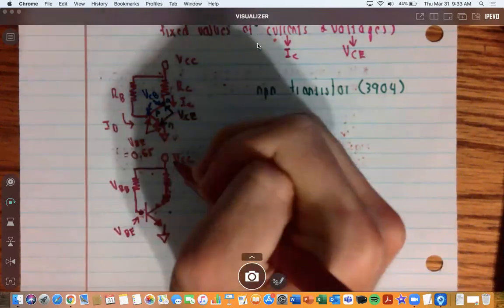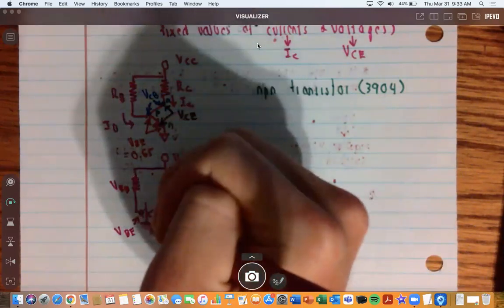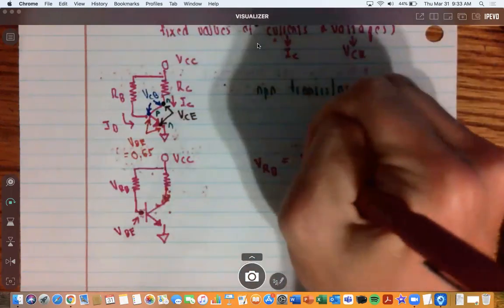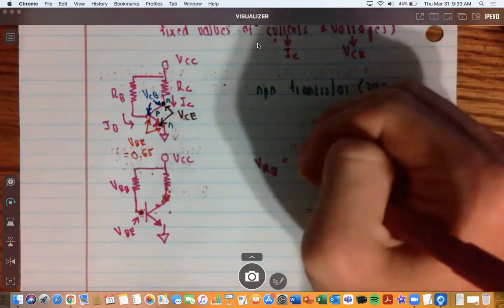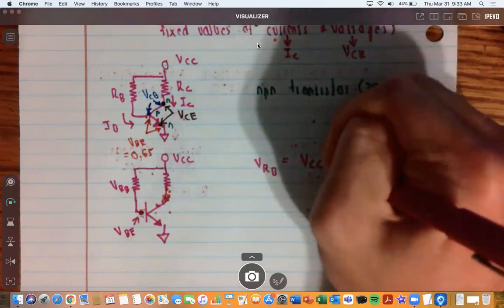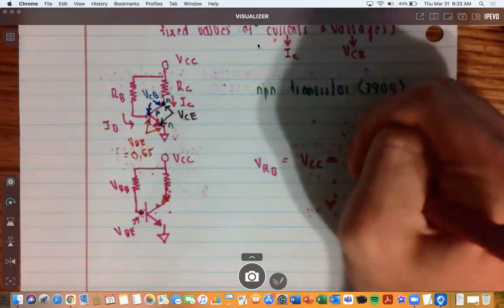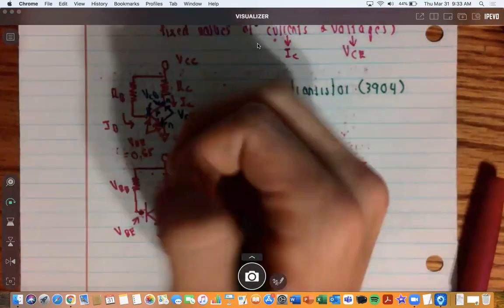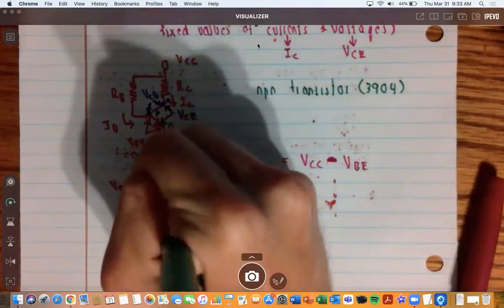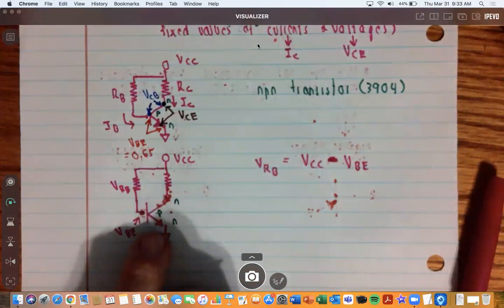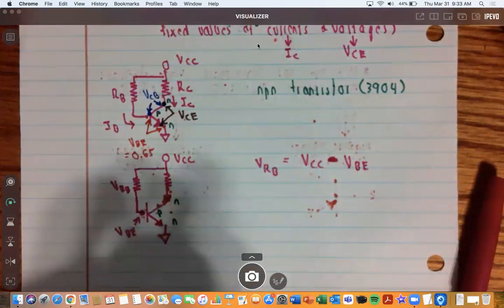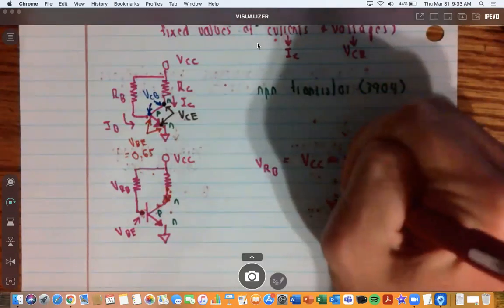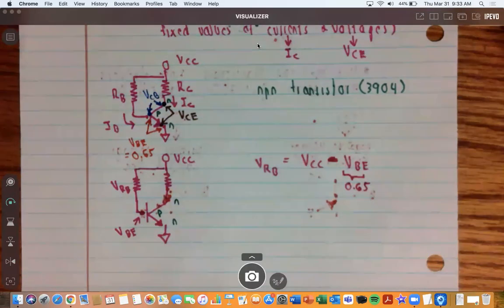So the voltage is going to be VCC minus VBE, and that is going to give us the voltage drop across the resistor. So I can write the voltage across the resistor at the base is equal to VCC minus VBE. And since this is an NPN transistor, we know that this voltage drop is in particular 0.65. And so 0.65 is what you can substitute in for the voltage between the base and emitter.